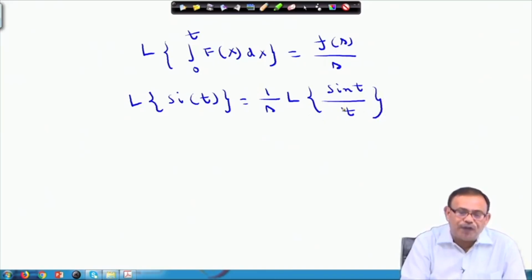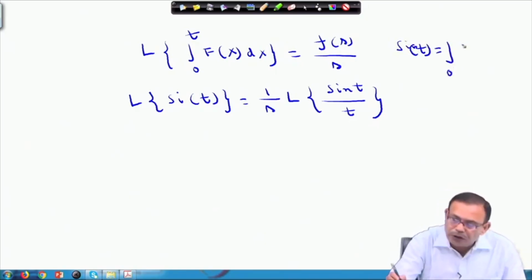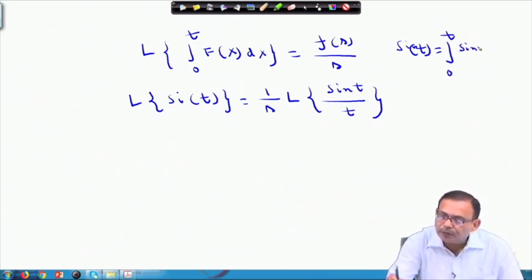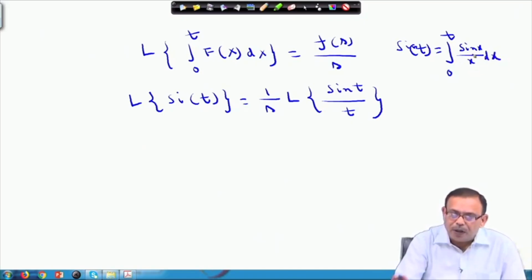Because if you see, your problem Si(t) was the integral from 0 to t of sin x by x dx. So, basically the function is sin x by x. Using this integral theorem, I can say the Laplace transform of Si(t) is nothing but 1 by s times the Laplace transform of the function f t, which is sin t by t, which was f s.